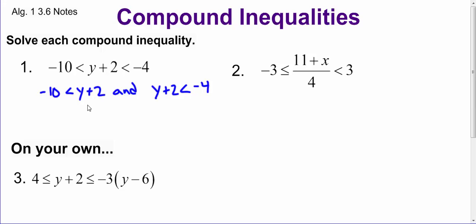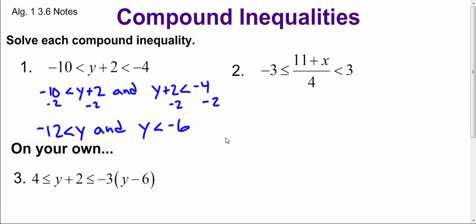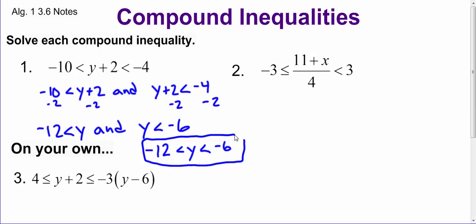So what I'll do is go ahead and subtract 2 from each side, and I'll have negative 12 less than y, and subtract 2, y is less than negative 6. Now when we have these and compound inequalities, we want to put them together to look something like this: negative 12 less than y less than negative 6. It's essentially two problems for the price of one.